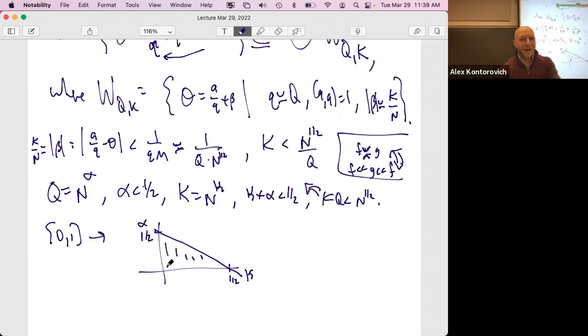If k is very small, if k is less than kappa 0, and q is very small, if q is less than n to the alpha 0, what is this little square? So alpha is controlling how big Q is, and kappa is controlling how big beta is. That's the major arcs.